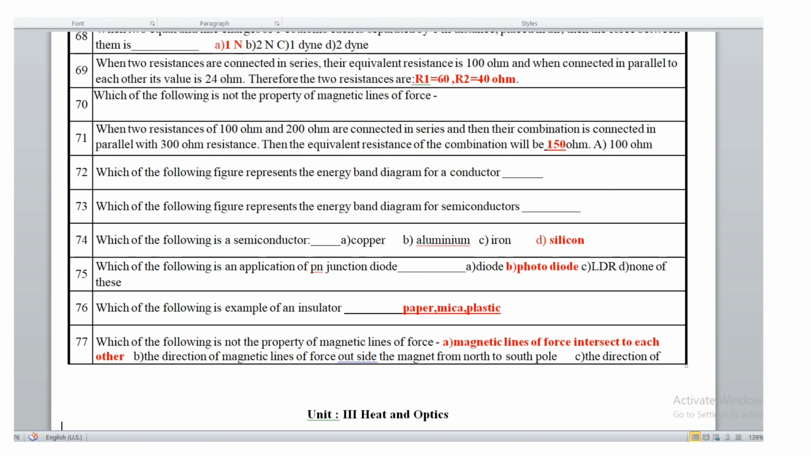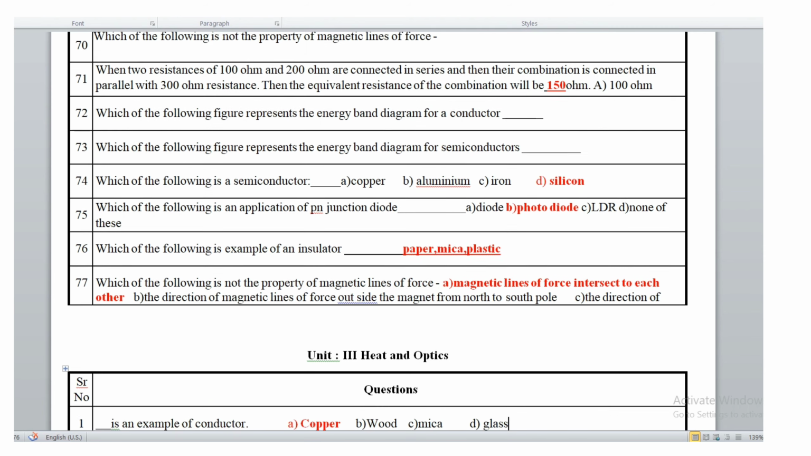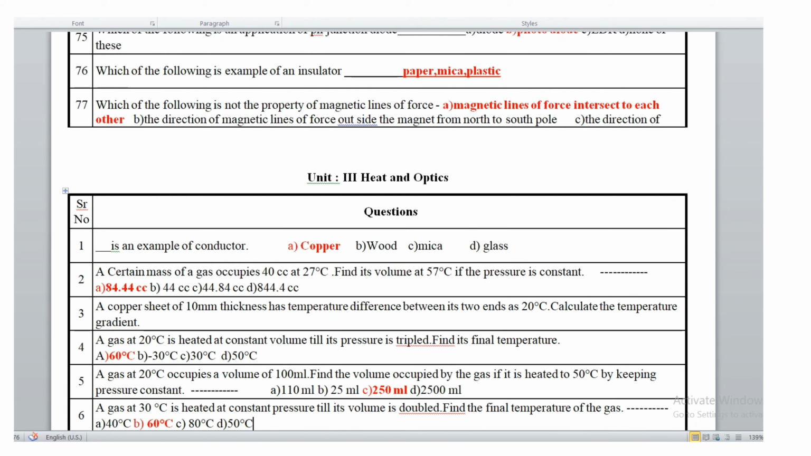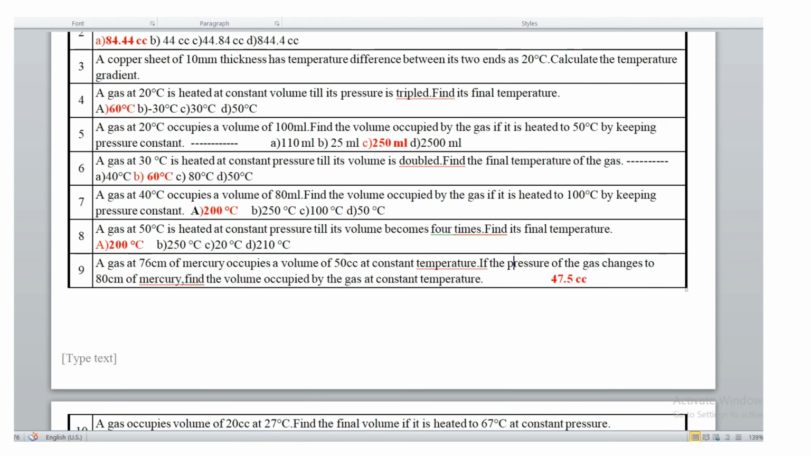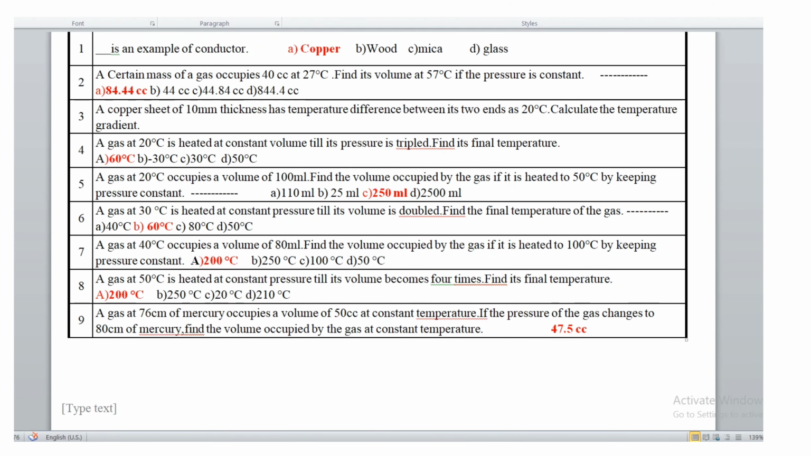Which of the following is not a property of magnetic lines of force? Magnetic lines of force intersect each other. It is not a property. Then from unit 3, some questions. Question number 1 from unit 3 is copper. It is an example of a conductor.